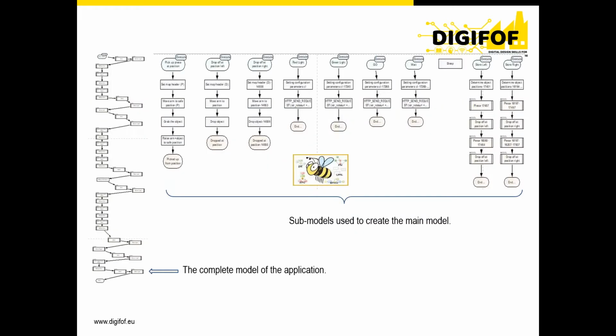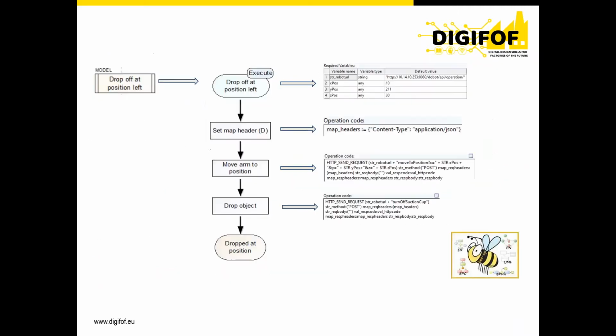Okay, on the left side it's just an overview of how the flow chart looks. The flow chart is made by submodels, and those submodels are described in the middle. These are the actions that I used to create my project. Here is an example of how one model should be used. The first one is drop off at position left.